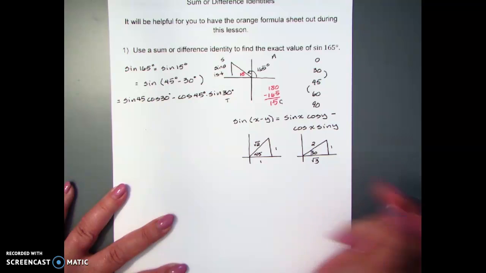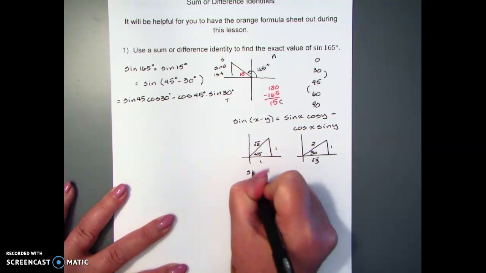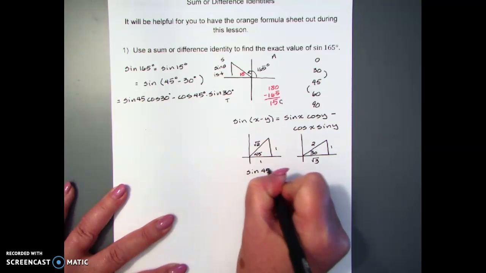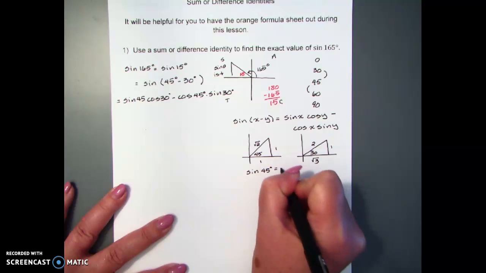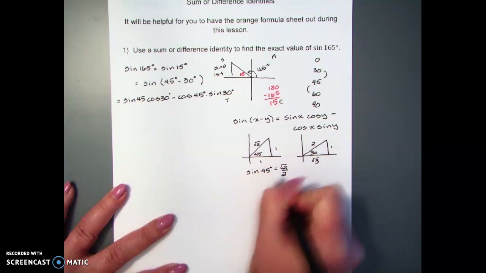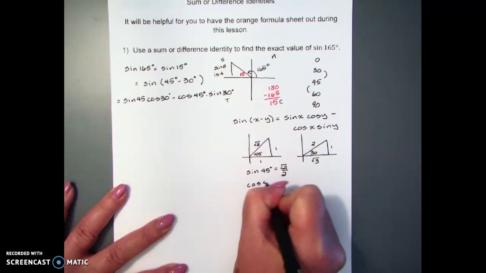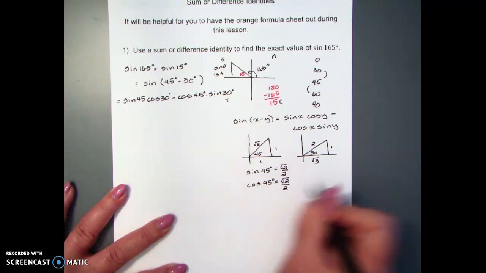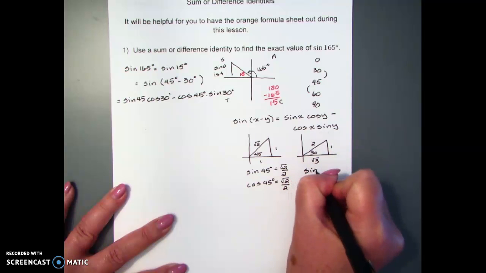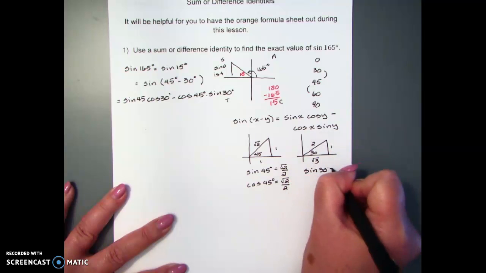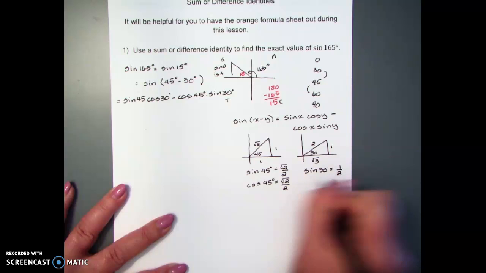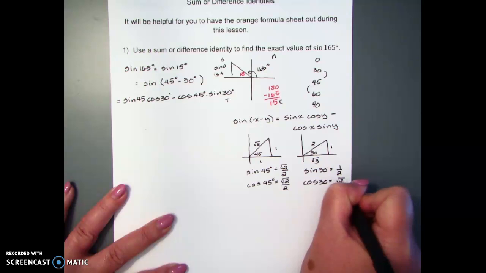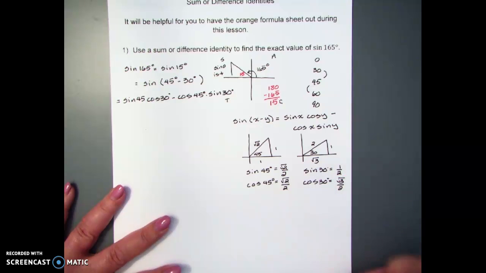So here the sine of 45 is going to be 1 over root 2, or we could call that root 2 over 2. Because it's an isosceles right triangle, the cosine of 45 would be the same. Here the sine of 30 is going to be opposite over hypotenuse, so that's 1/2. And the cosine of 30 is going to be adjacent over hypotenuse, which is root 3 over 2.